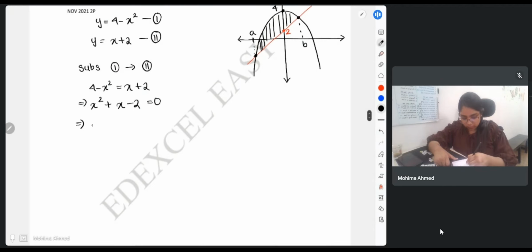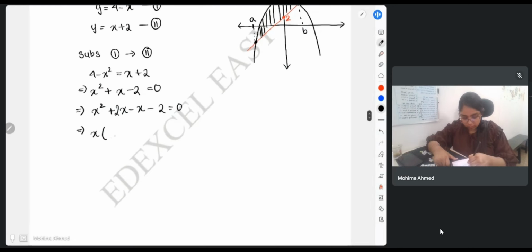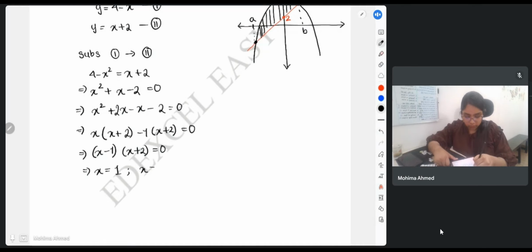From this point onwards, you have x square plus x minus 2 equals 0. Then you can take x common, and it will be x plus 2, minus 1 common, then again x plus 2 equals 0. So you get x minus 1, x plus 2 equals 0. So now you have two coordinates for the intersecting points, x equals positive 1 and x equals negative 2.